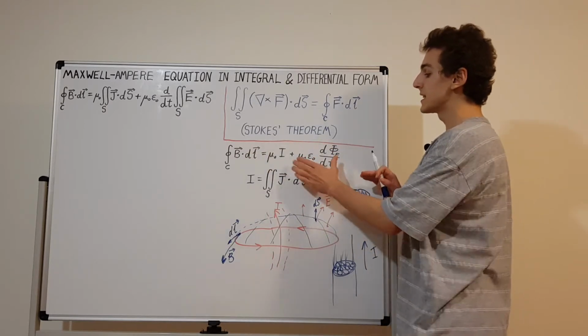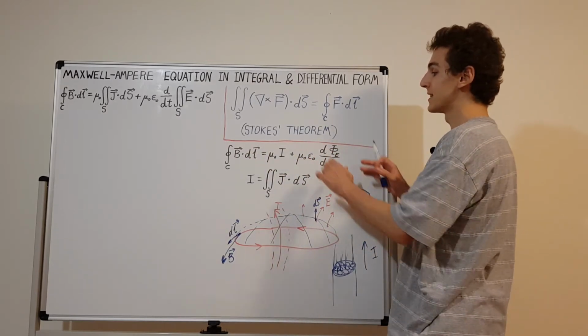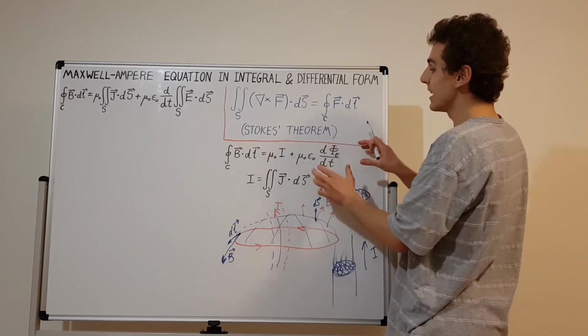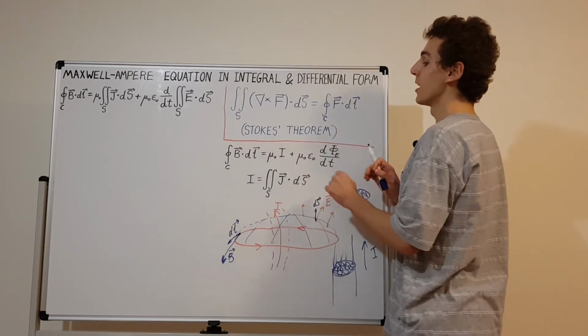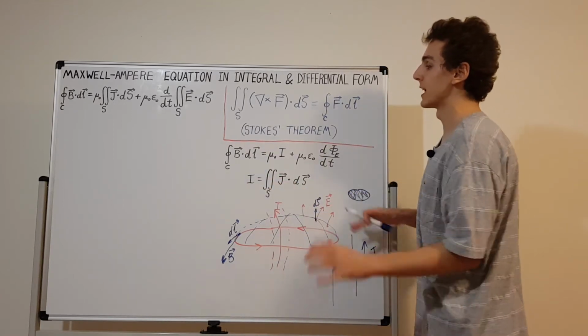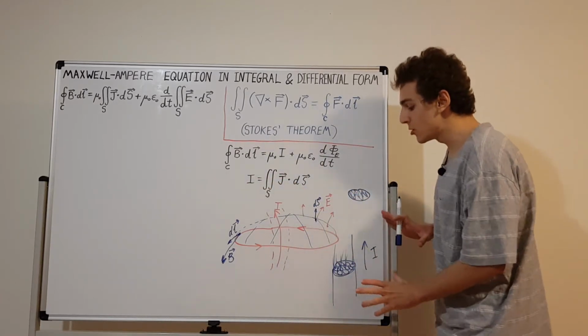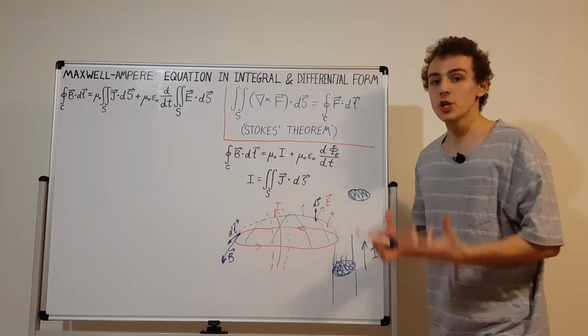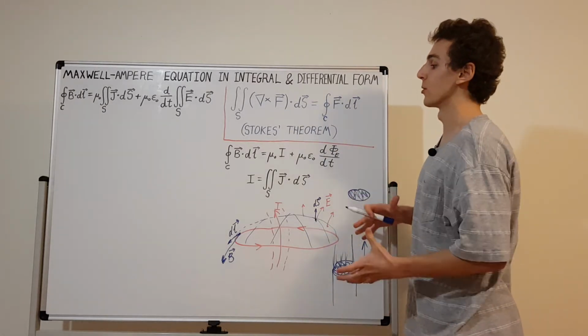This is sometimes called the displacement current. It has a slightly different personality to this current, but it's also there and it's contributing to the circulation of the magnetic field. So that was an attempt to explain the intuition behind Ampere's Circuital law.